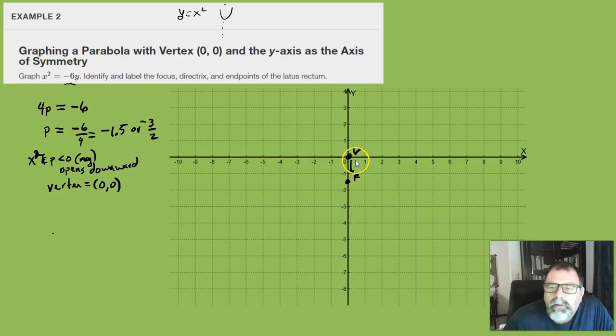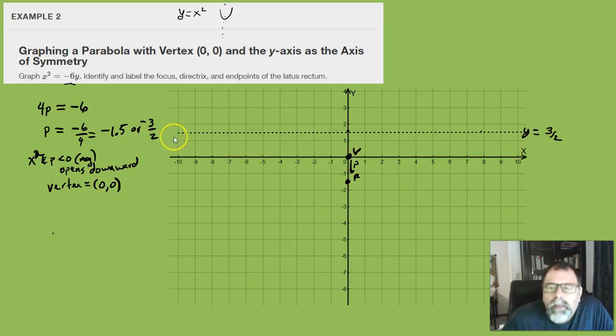And then I do p, which is negative 1.5, and then minus p, which would be the other direction. So I'm going to have a horizontal directrix. That'll be y equals the y coordinate it goes through, which is minus p, which is minus a negative 3 halves. So this is y equals positive 3 halves. Or you can say 1.5 if you want.